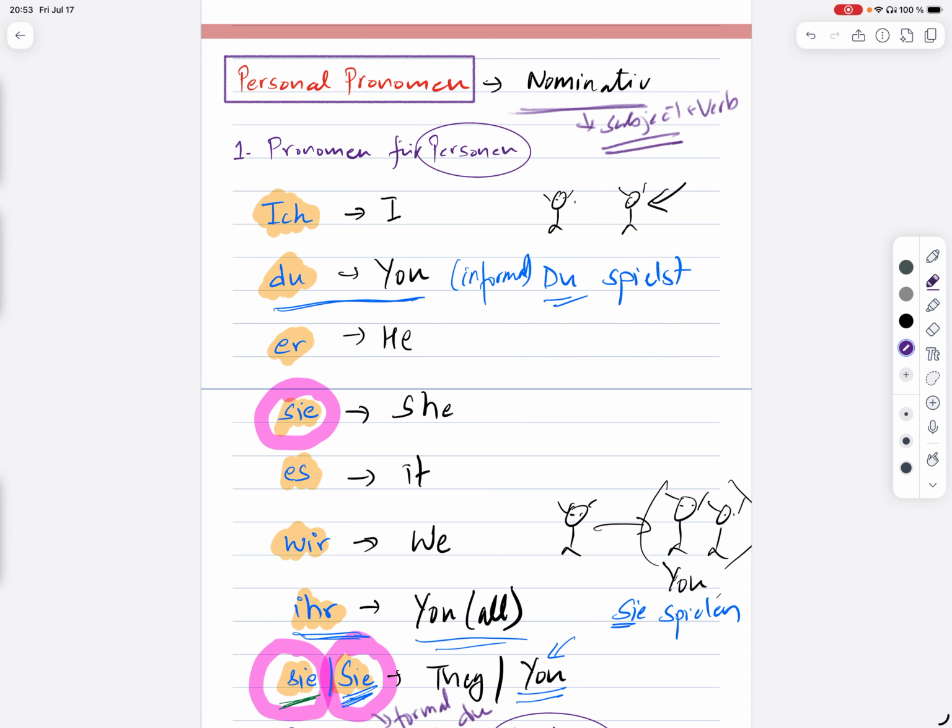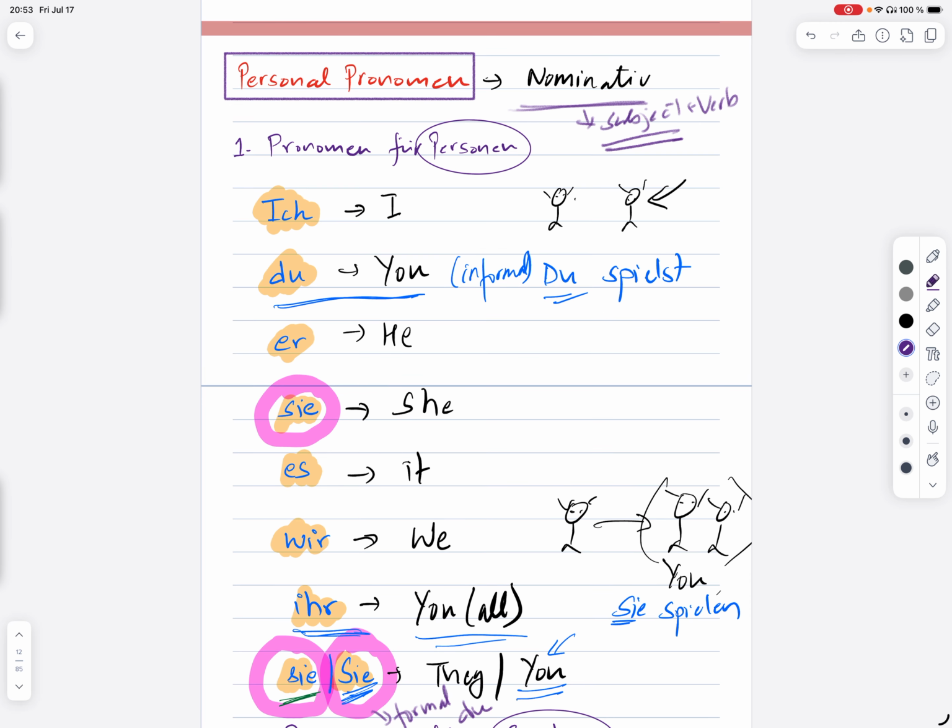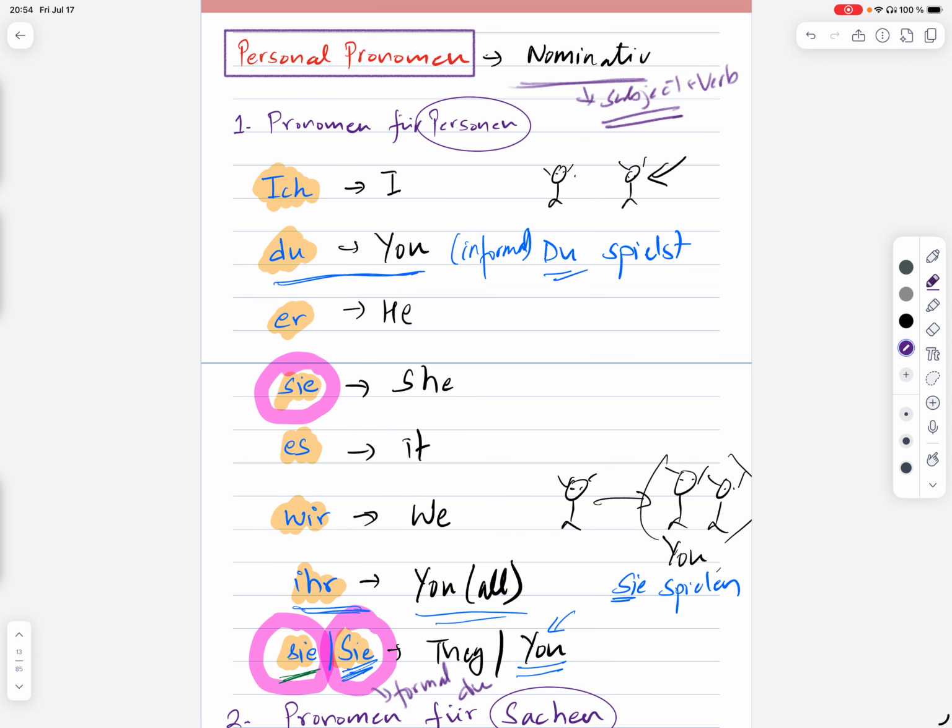So now in the next video we will see how the personal pronoun can be defined for the accusative case, when the person is acting as an object, right? So the accusative case would be the object, and here we will see how those personal pronouns change in comparison to English.